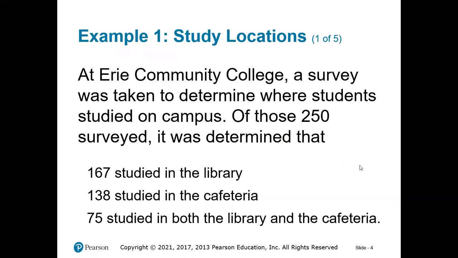It says at Erie Community College, a survey was taken to determine whether or where students studied on campus. So they talked to 250 students, and these are the results that they gathered from surveying these 250 students. They found out that 167 students studied in the library, 138 studied in the cafeteria, and 75 studied in both the library and the cafeteria.